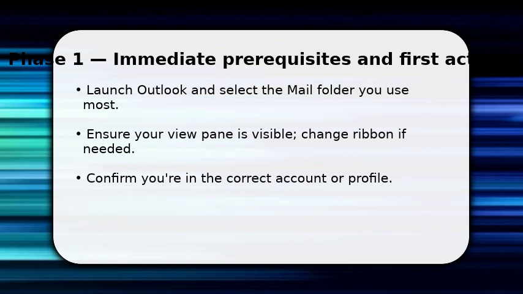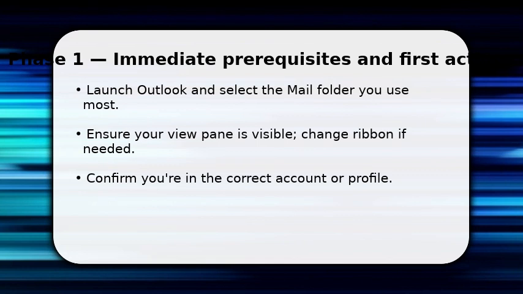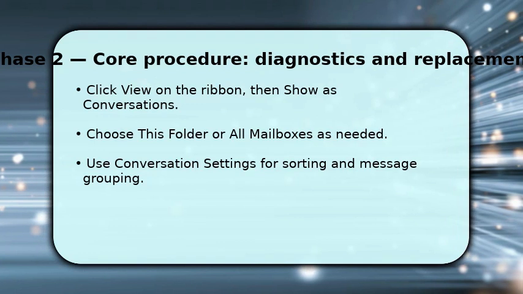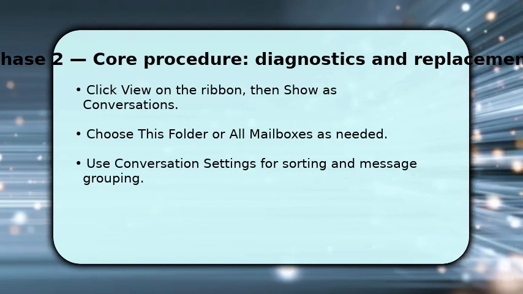Next, check you're in the correct account or profile, otherwise you'll toggle settings in the wrong place. This keeps changes localized and prevents confusion. Now that Mail and the pane are ready, move to the View options to enable conversations. You click View on the ribbon and activate Show as Conversations.